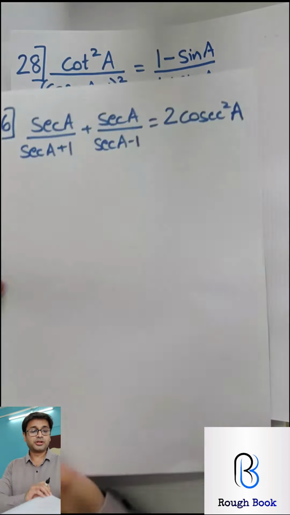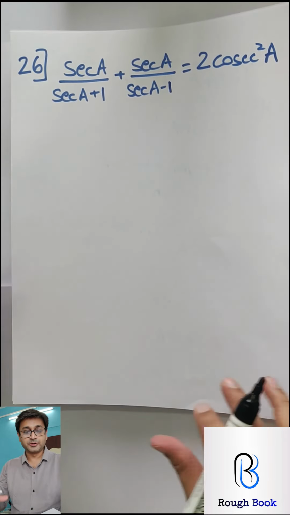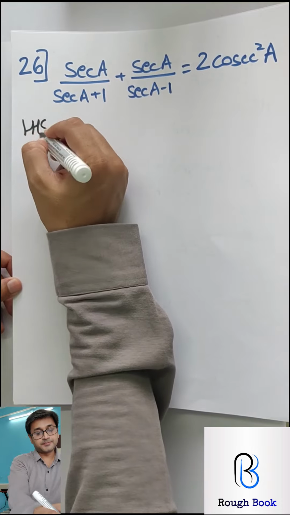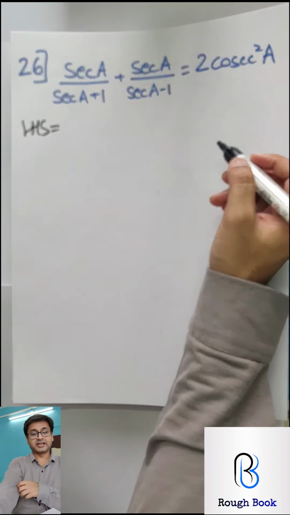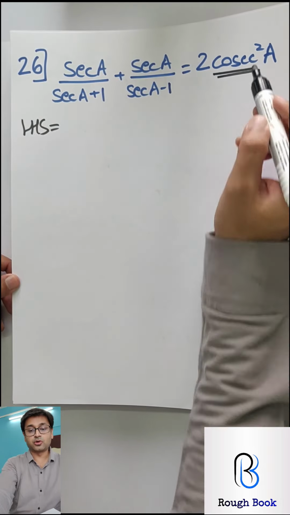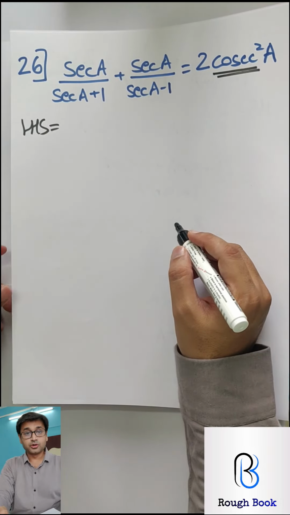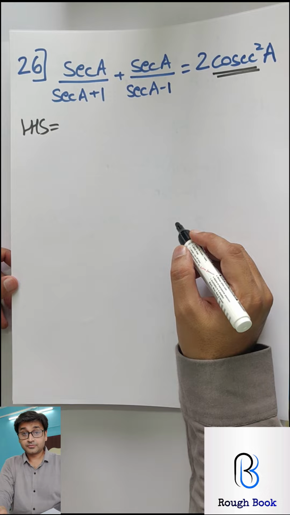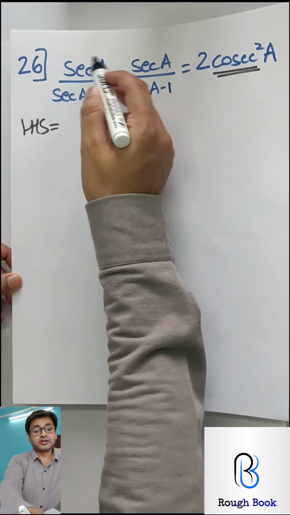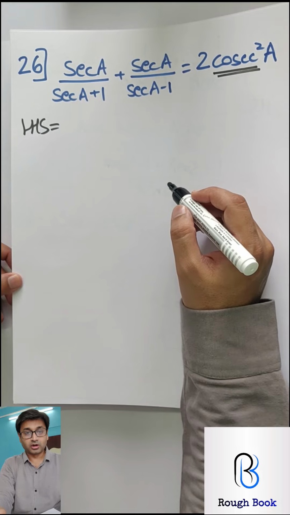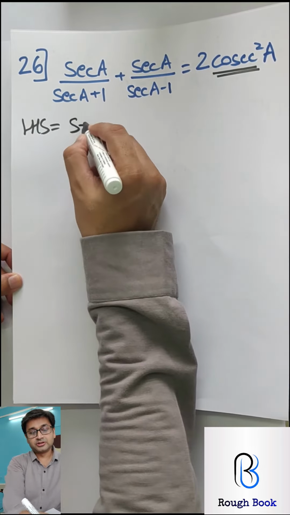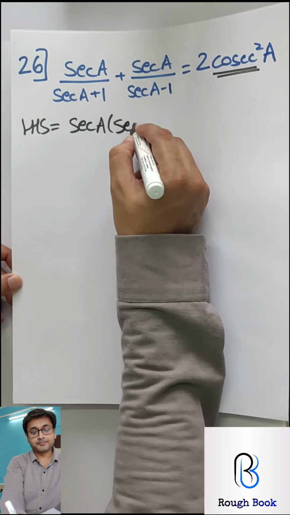Great job. Let's go with the next one, 26. Come on, who's picking this up? Very well. Obviously starting with the LHS, that is sec A upon sec A plus 1 plus sec A upon sec A minus 1. You need to reach cosec. How do you think you are going to begin this one? Yeah, so you can take cross multiplication directly or you can convert everything into 1 upon cos. But converting to 1 upon cos I don't think is a good option. So let's take the LCM.